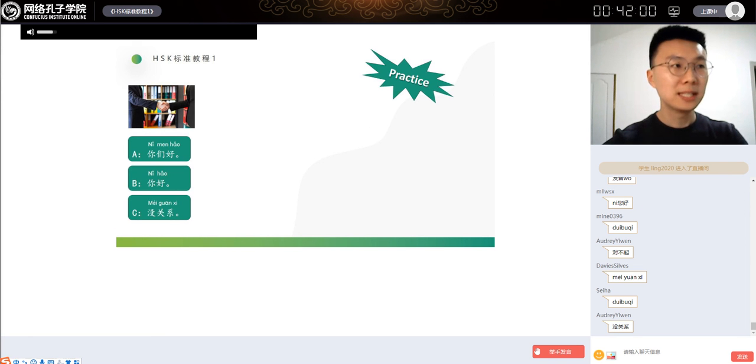Please read the picture and choose A, B, C. Which one is a proper word? The first one, they look like they are greeting each other. In this case, only one person, so we should choose. I already saw your answer. Correct. Well done. We should choose B. 你好, 你好.